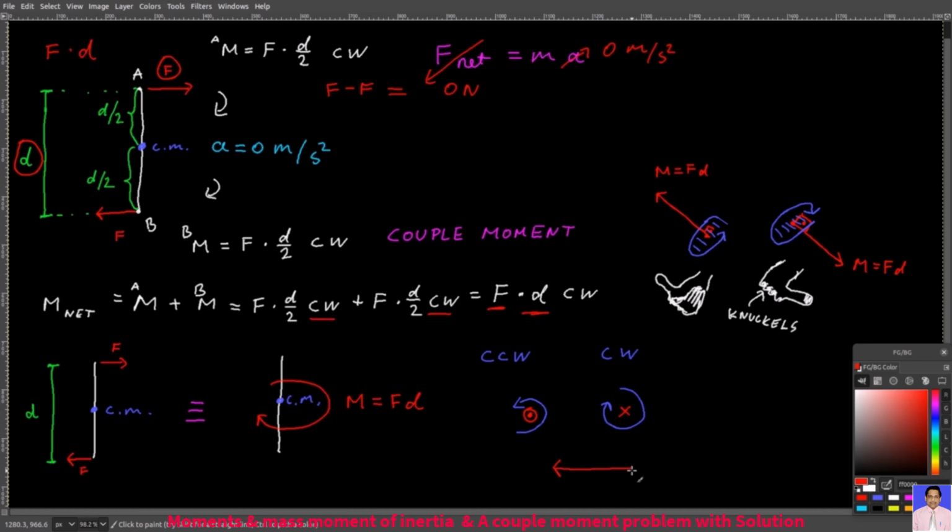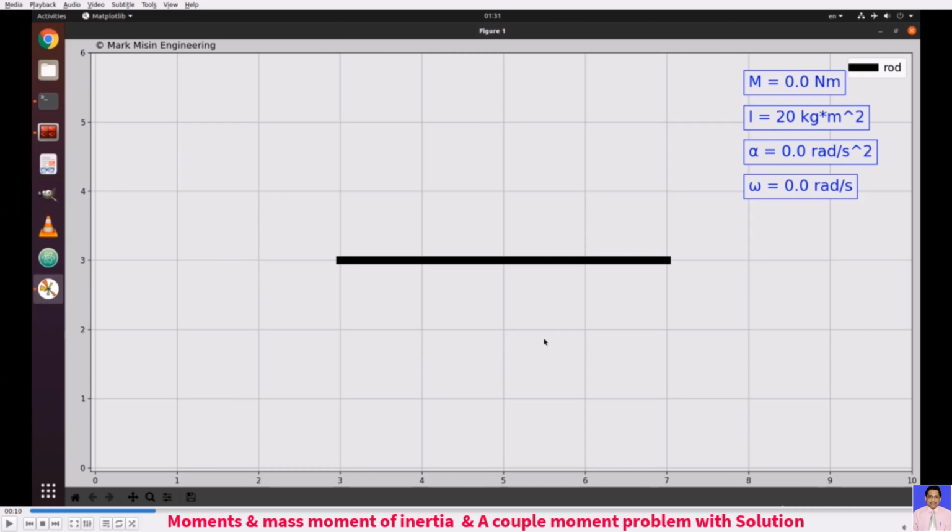So if I have an arrow here, then this cross, it would be this one here, and then this tip, it would be this one here. But of course, you would be looking at it either from this side or from this side. And now I have a Python animation here. I have a rod here, and I will be applying a couple moment to this rod.